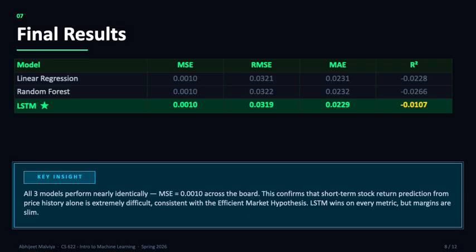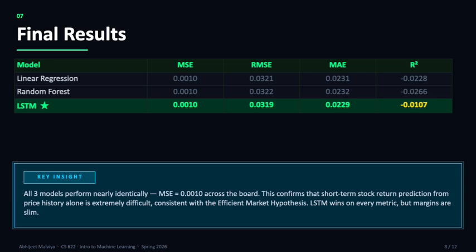So as for my final results, here are the results. All 3 models achieved an MSE of 0.0010. Linear regression had an RMSE of 0.0321 and R squared of negative 0.0228. Random forest had an RMSE of 0.0322 and R squared of negative 0.0266, which was actually slightly worse than linear regression. And finally, LSTM had the better results, actually the best results. RMSE of 0.0319, MAE of 0.0229, and R squared of negative 0.0107, which is closest to 0.